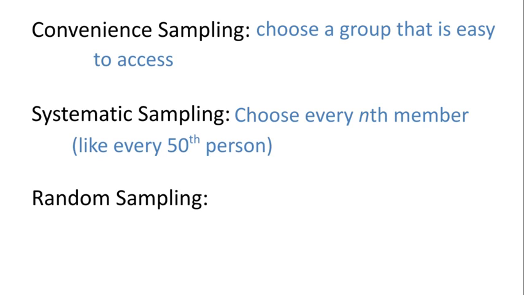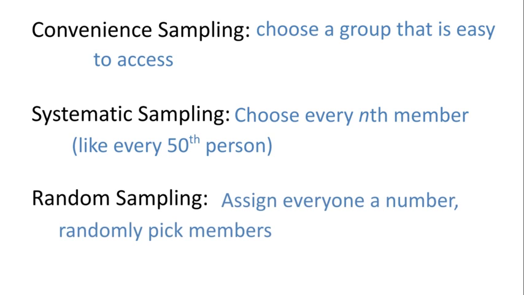The last kind of sampling is random sampling. And one way to do this is to assign everyone or everything a number and then randomly pick numbers to pick the members. Random sampling is usually the best one to give us a representative sample.